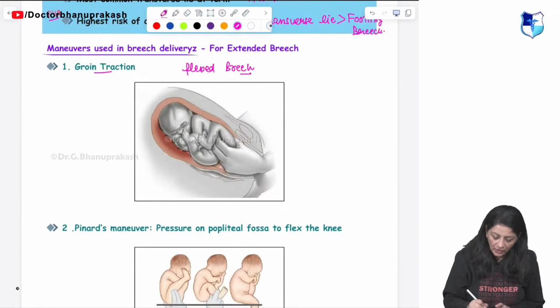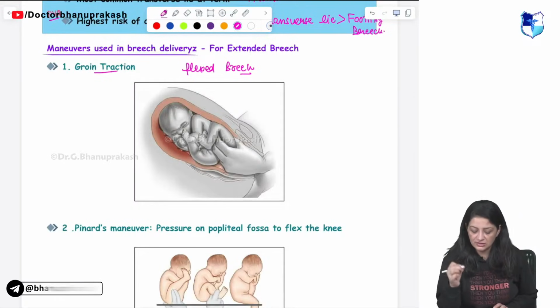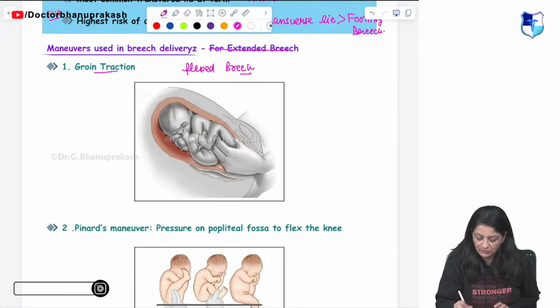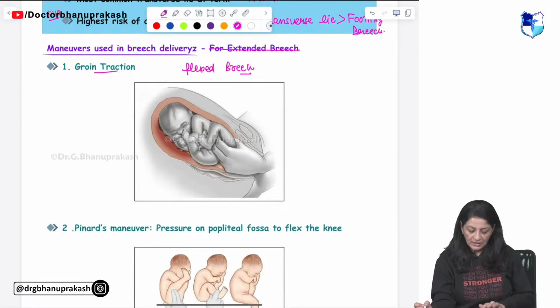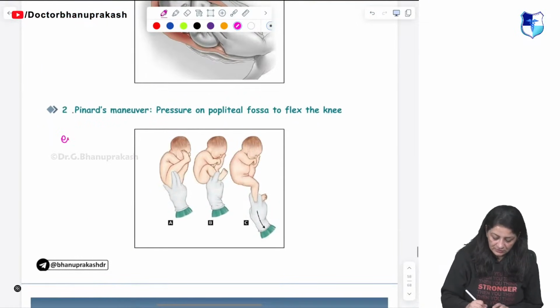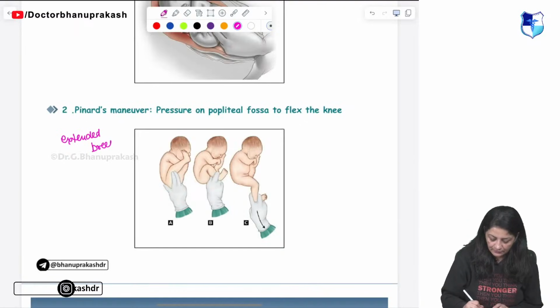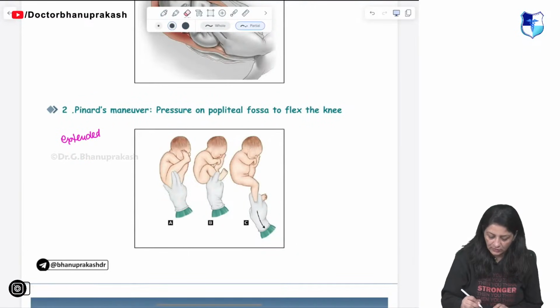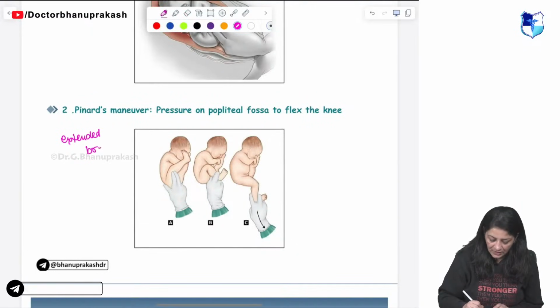First one, groin traction in case of flexed breech. In case of extended breech, Pinard's maneuver.